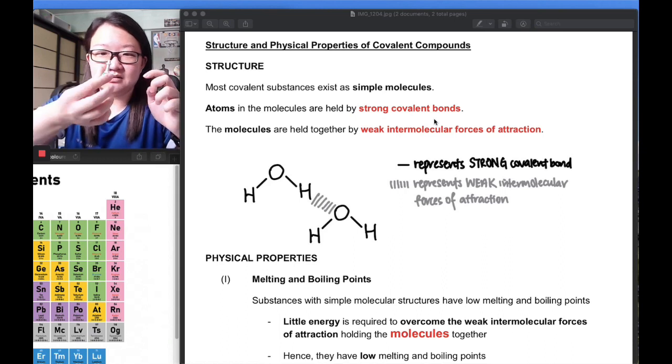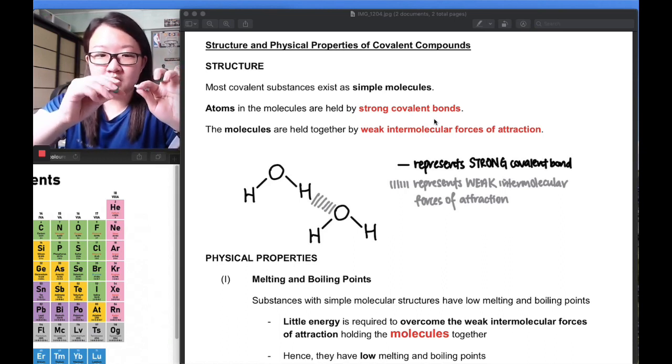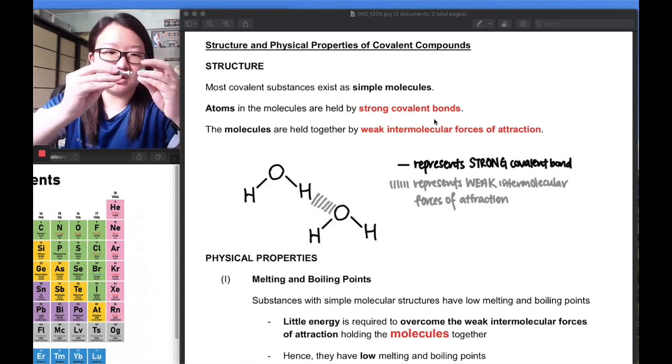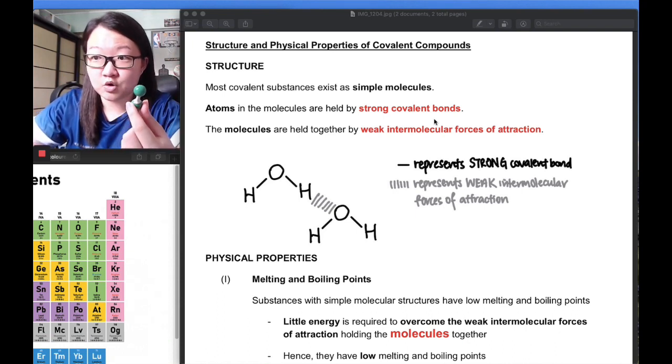Yeah, right, break and then break. Okay, so it's going to take a lot of effort. So that would symbolize or represent that covalent bonds are very strong. It requires a lot of energy to break it.